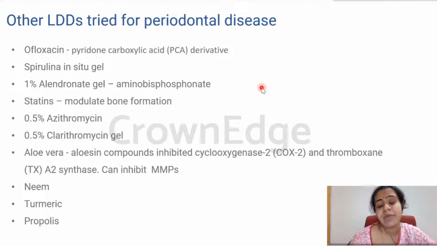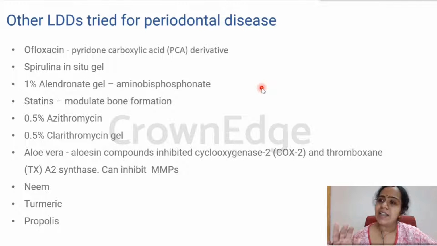So bisphosphonates are one of the agents that have been tried. Obviously statins as well, that's again his forte. Then 0.5% azithromycin or clarithromycin. Then all your natural agents such as aloe vera, neem, turmeric, propolis, everything has been tried, most of these as a gel or an injectable form. None in your chips or your fibers. Most of them have been tried in injectable or gel forms.